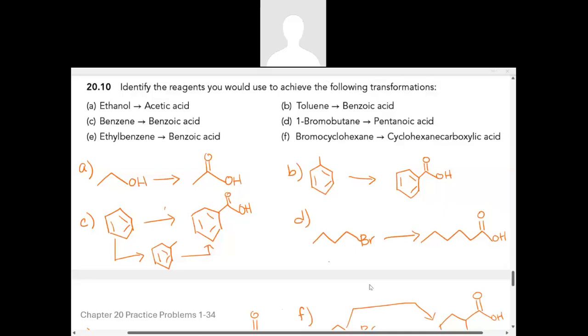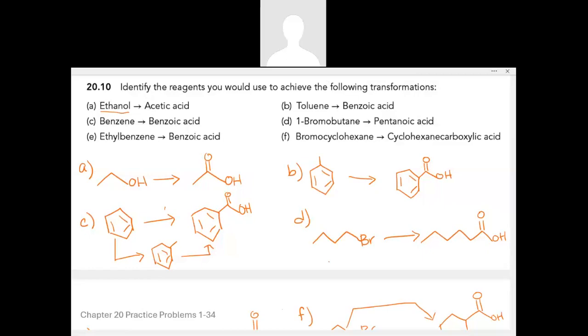In problem 10 from chapter 20, we are asked to identify the reagents that could be used to achieve these transformations shown below. So we have A through F, and in part A here, we see ethanol. So I've drawn the structure out here. We have ethanol being converted to acetic acid.